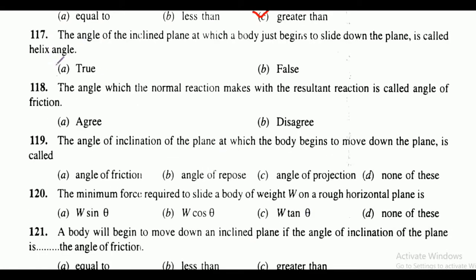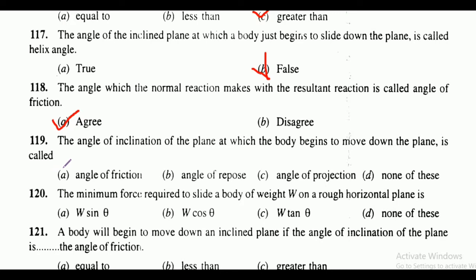Here now question 117. The angle of the inclined plane at which a body just begins to slide down the plane is called helix angle. Here options are true or false, and here correct answer is option B, that is it is false. Okay, now next is question 118. The angle which the normal reaction makes with the resultant reaction is called angle of friction. Here options are agree or disagree, and here option A is the correct answer, that is agree.